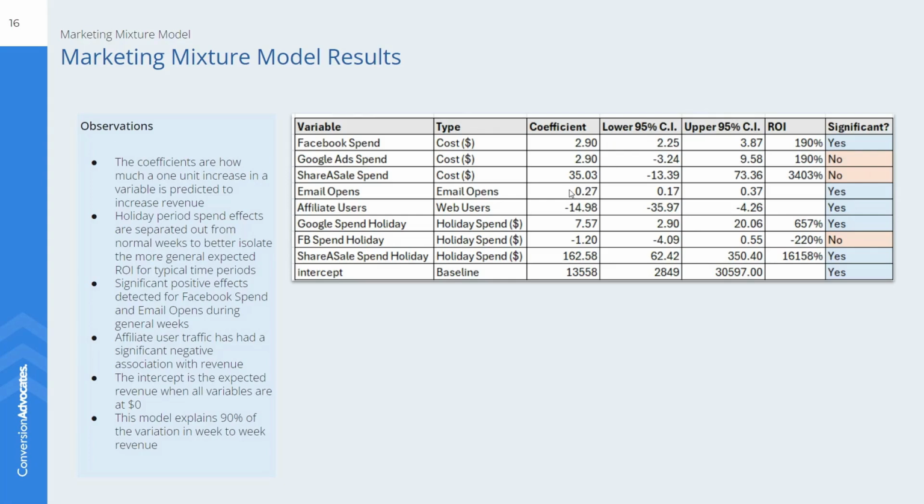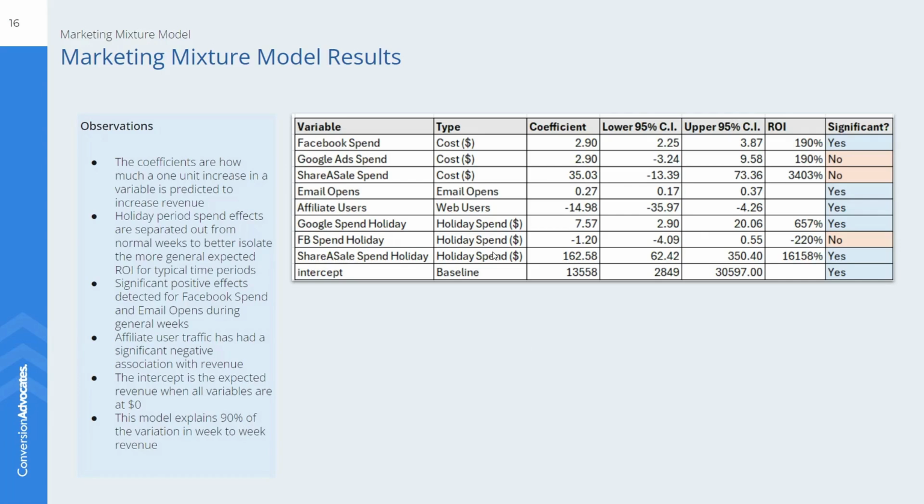Email opens, so this is in terms of an email open, which technically is a cost of zero. So every one email open has been associated with a $27 increase in revenue. And we're quite confident that the true range is somewhere in between these two numbers, and it is a significant result as well.